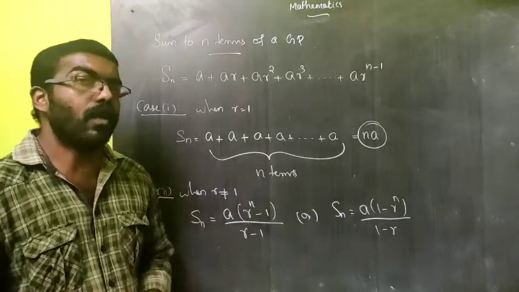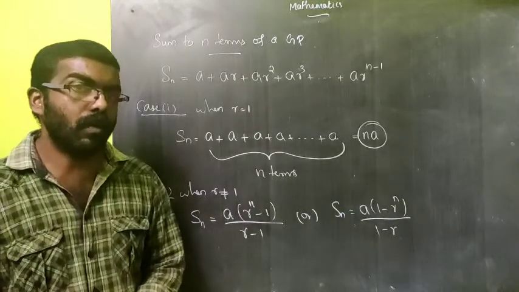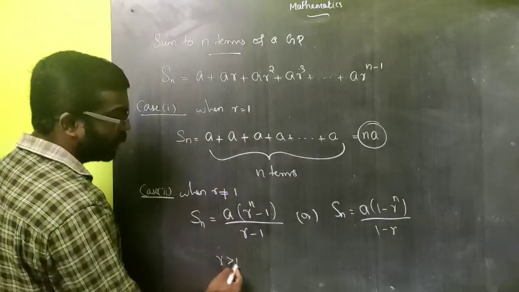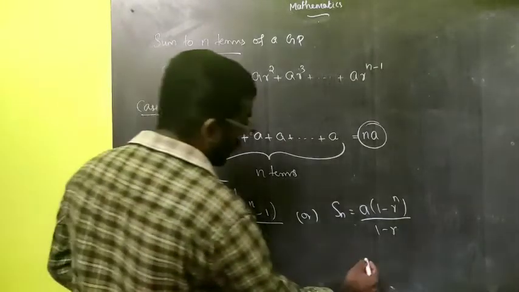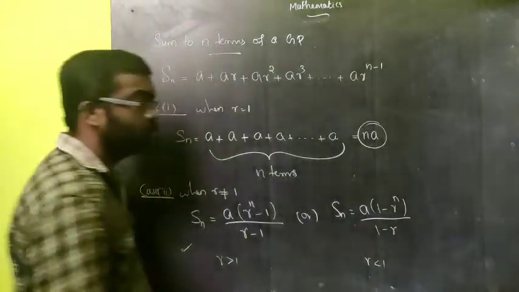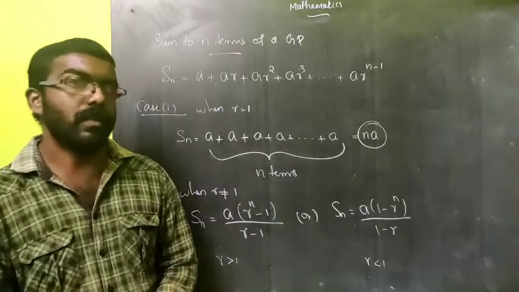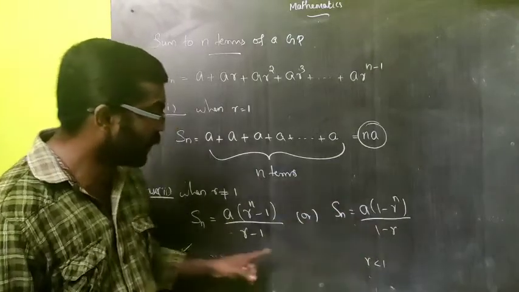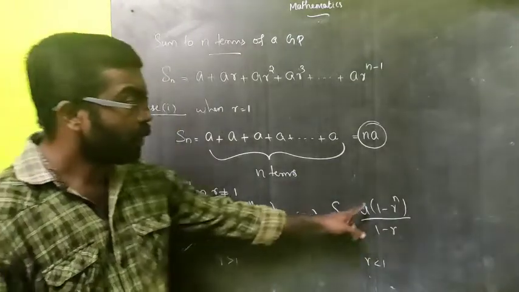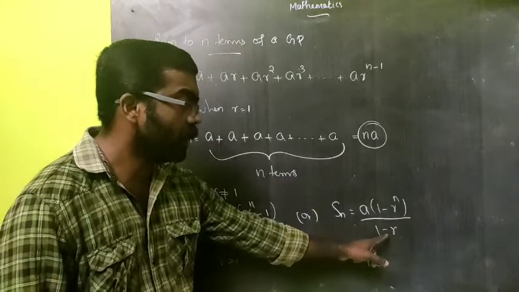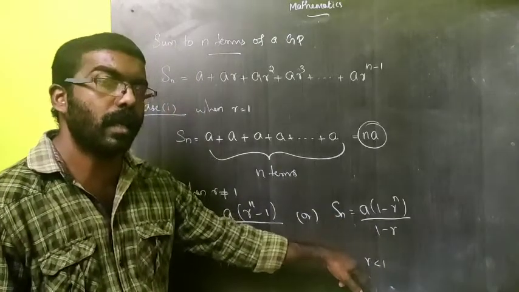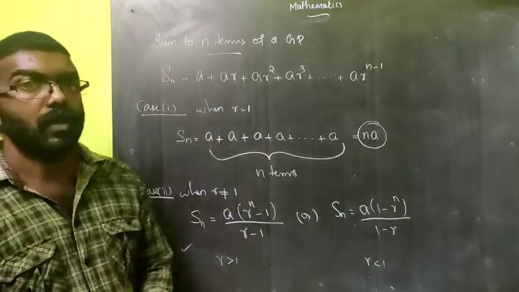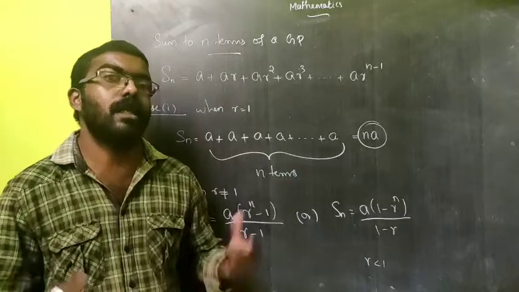Okay. r not equal to 1 means r is either greater than 1 or less than 1. Normally, when r is greater than 1, we take the first formula, and when r is less than 1, we take the second one. But both formulas give the same answer. For example, if we take minus one from both numerator and denominator, we will get the first one. Minus of r raised to n minus 1, here minus of r minus 1. Minus and minus get cancelled, we will get the first one, a into r raised to n minus 1 divided by r minus 1. So we can use both the formulas in any question.